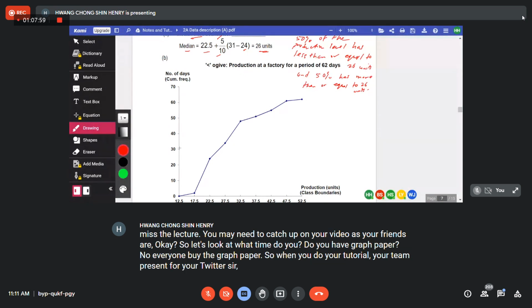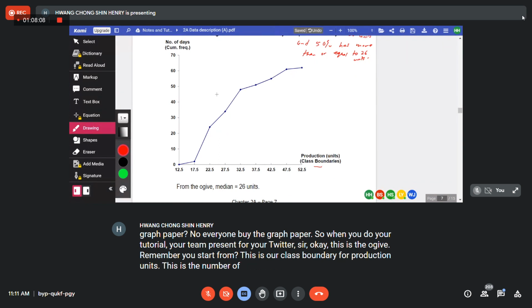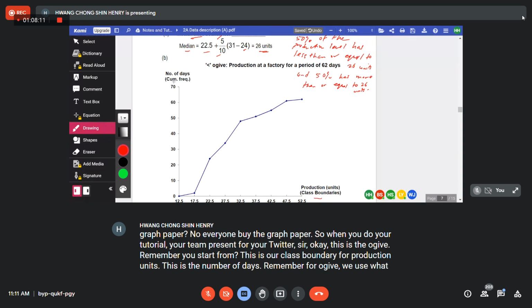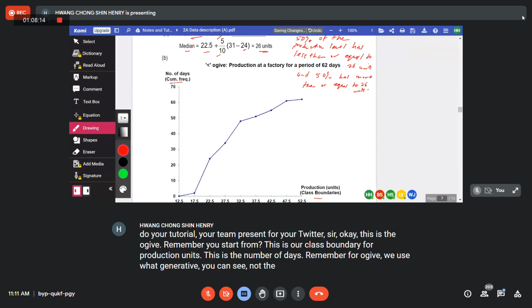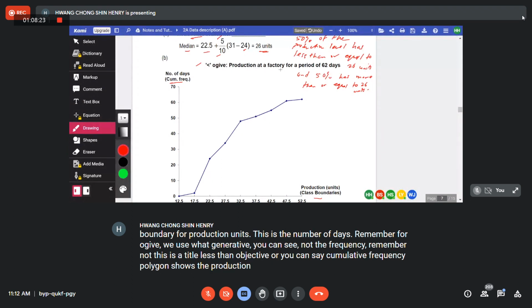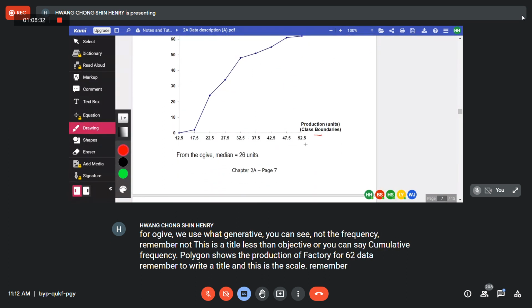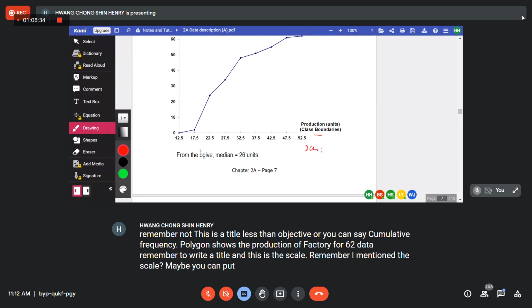Okay. Now this is the Ogive. Remember, you start from your class boundary for production units. This is the number of days. Remember, for Ogive, we use what? Cumulative frequency, not the frequency. This is your title: less than Ogive, or you can say cumulative frequency polygon, shows the production of a factory for 62 days. Remember to write your title. And this is the scale. Remember, I mentioned the scale. Maybe you can put 2 cm for 5 units. Make sure your graph is not too small or too big.